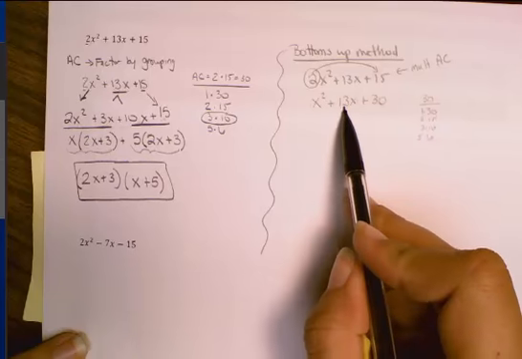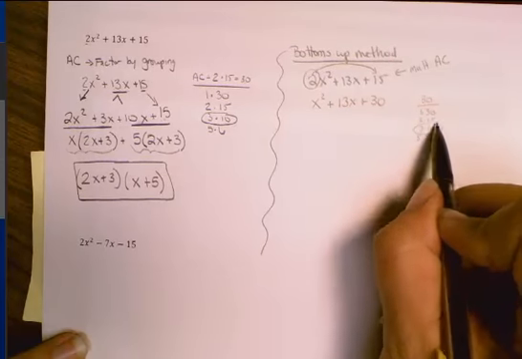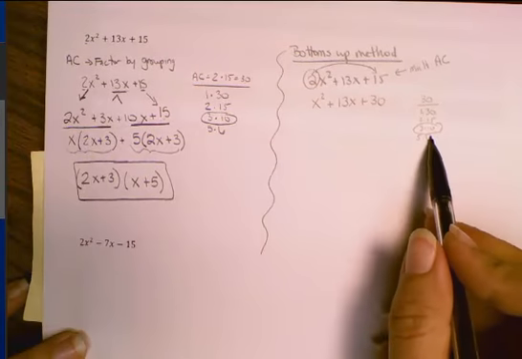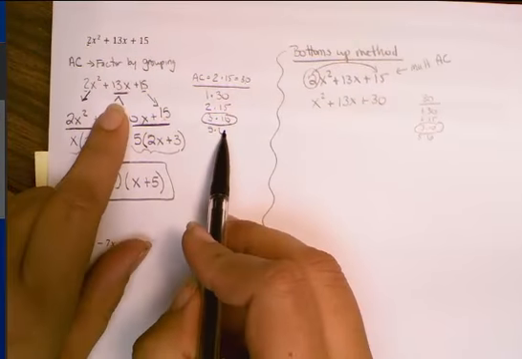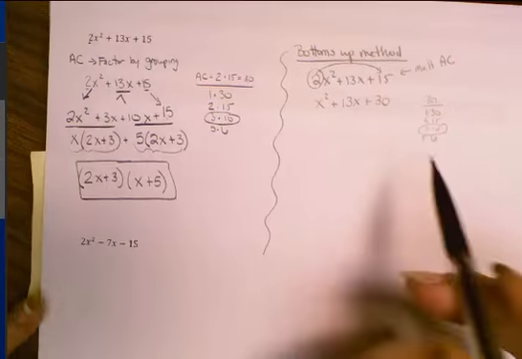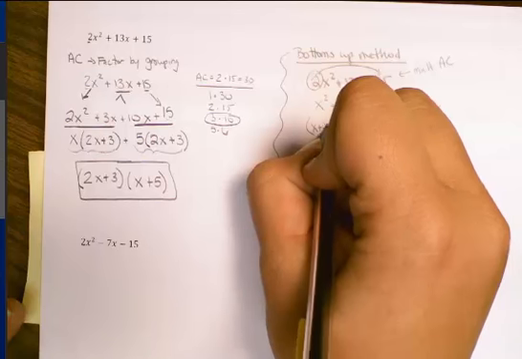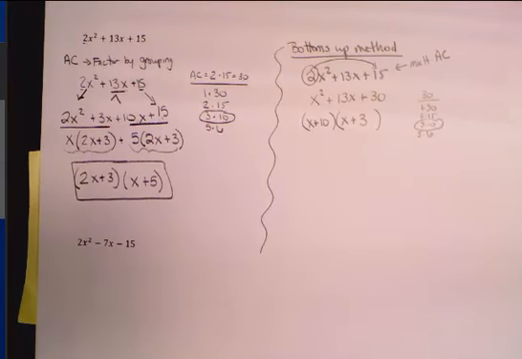And so since we have 13 in the middle, we want to add those numbers together. So it turns out that we're going to have 3 times 10, which, just like we did before. Okay, so we're going to go ahead and factor this. So we have x plus 10, x plus 3. So here's how the two differ.